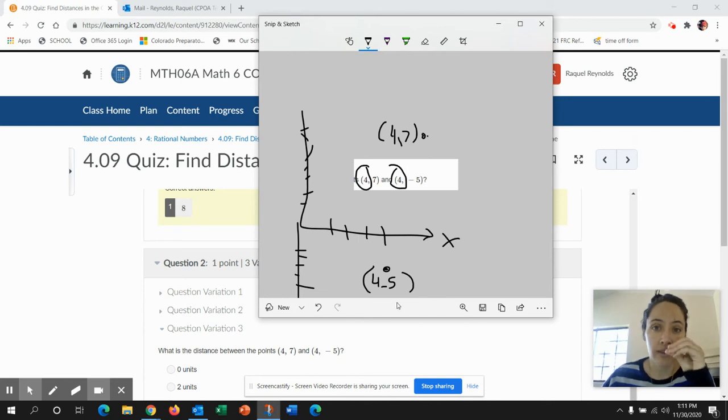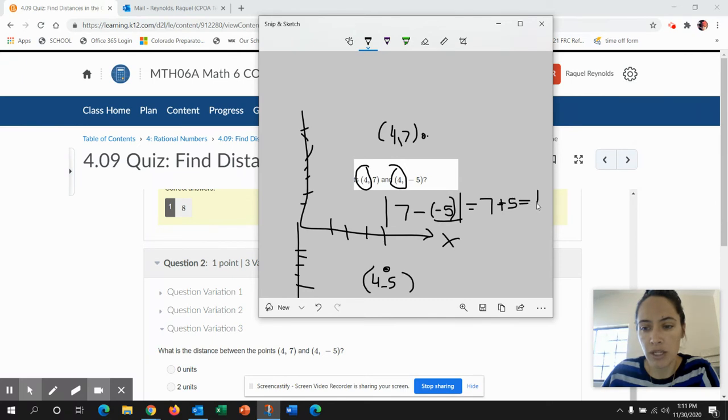You could either plot this on a real graph paper correctly and then count the units between those 2 points, or you can use the math, which in this case, you could do the absolute value of 7 minus -5, so the opposite of -5, right? Which actually ends up being 7 plus 5, right? A negative times a negative is a positive, so 7 plus 5, which ends up being 12. Ooh, I almost said 13.